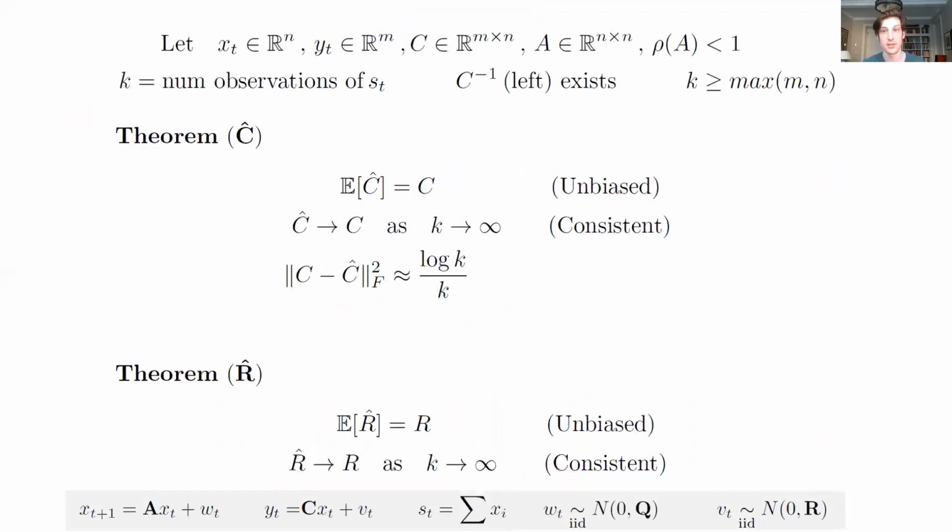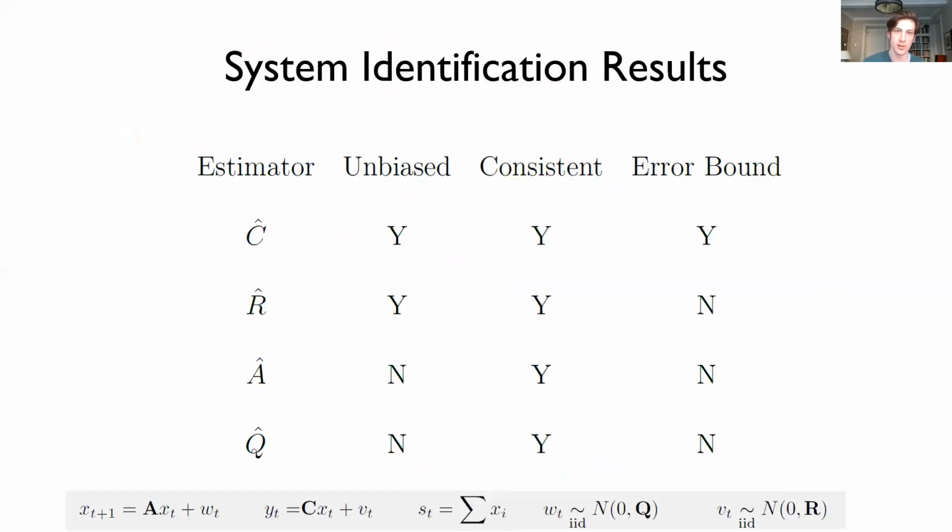So in particular, these are the two key theorems for the parameters in the observation equation. This says our estimators for C and R are unbiased and consistent, and the error in our approximation for C scales like log K by K, where K is the number of quarterly reports.